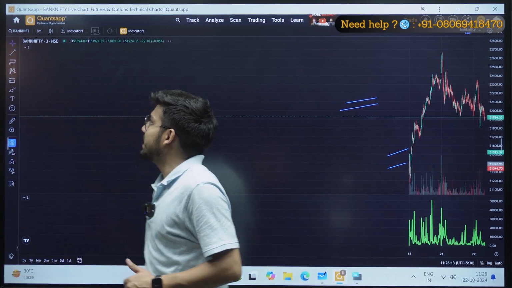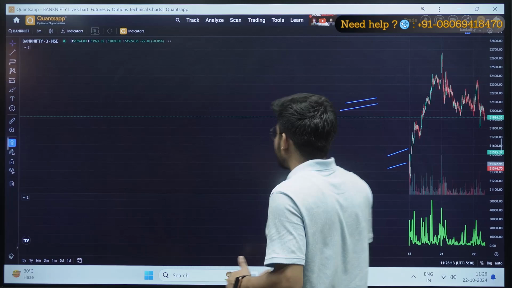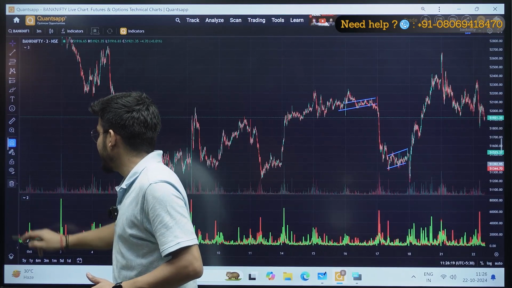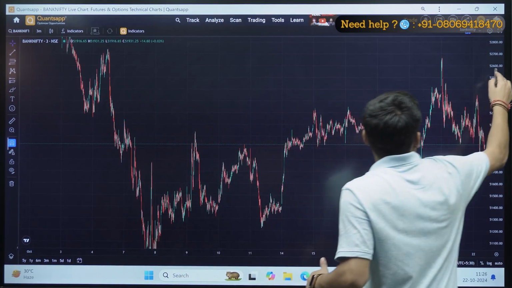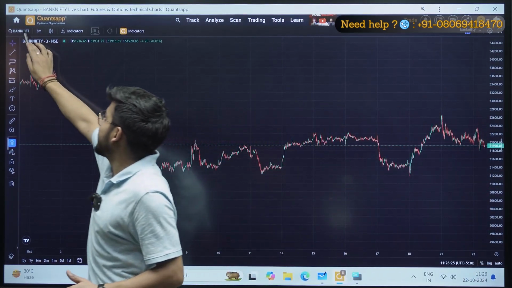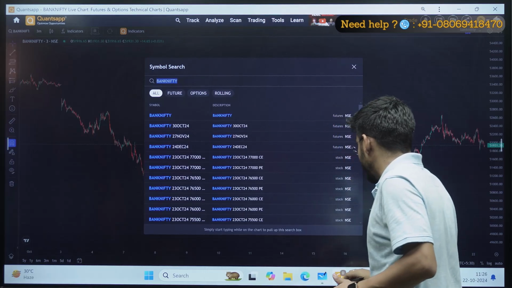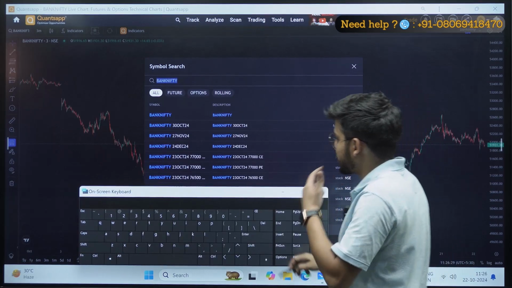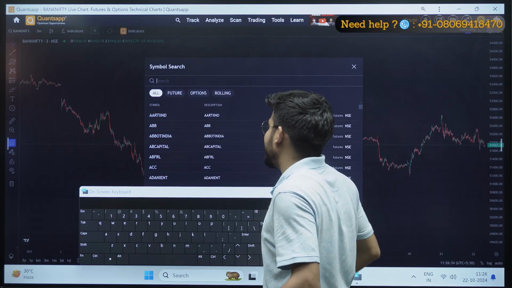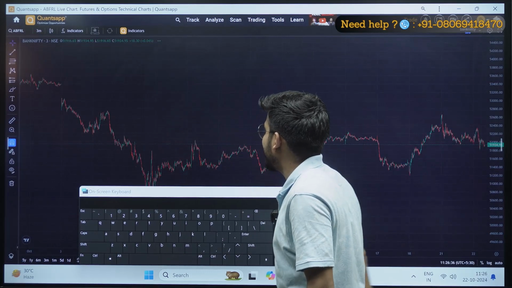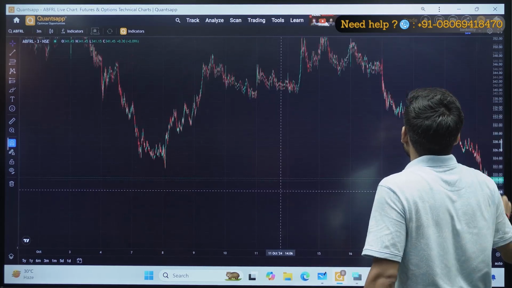Let's take some other example today. First of all, let me remove the remaining indicators that we are not using right now. Okay, removed. Now I will analyze this pattern in some other chart. Let's suppose, I can go with Nifty, I can go with Fin Nifty as well. Okay, let's go with ABFRL. So I will take an example right now.